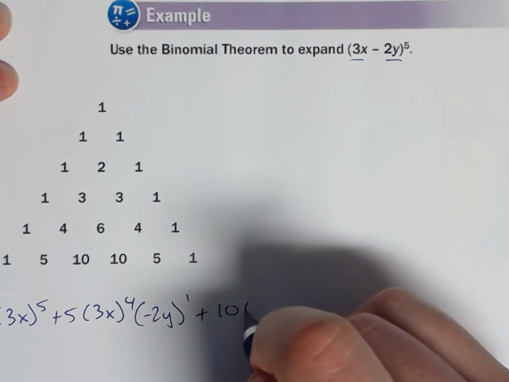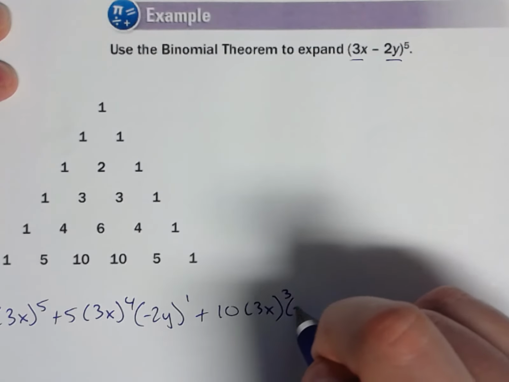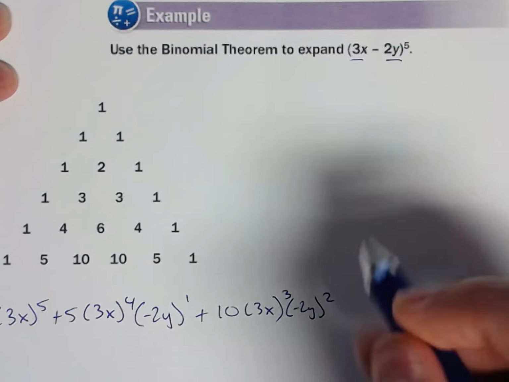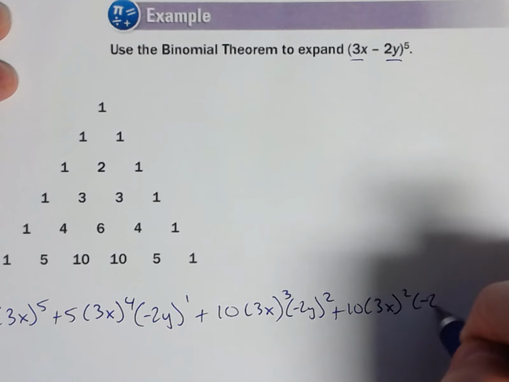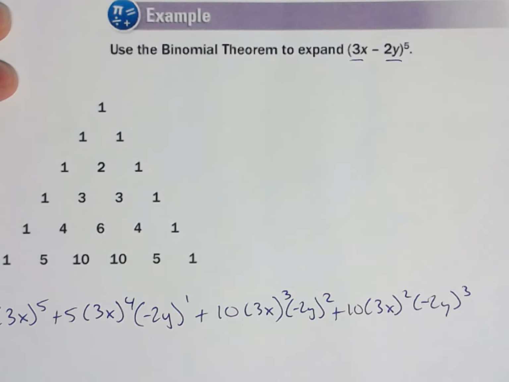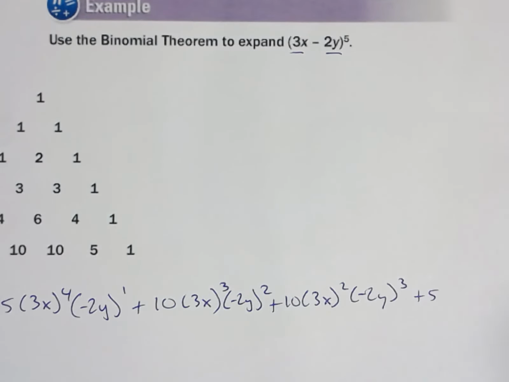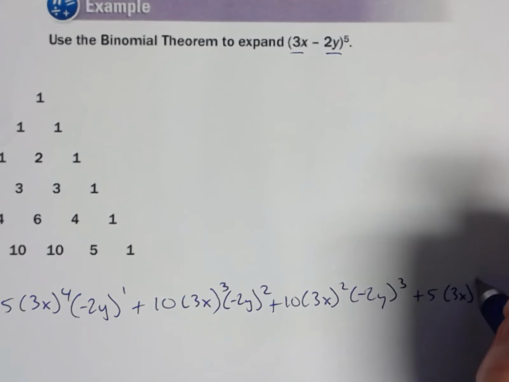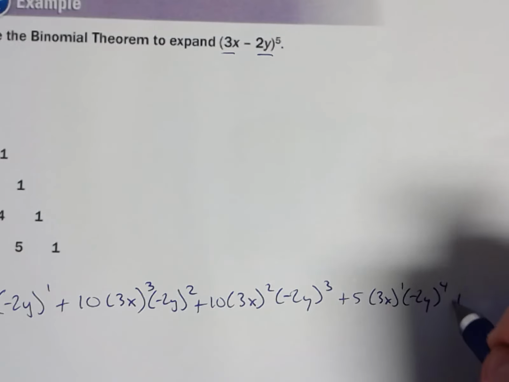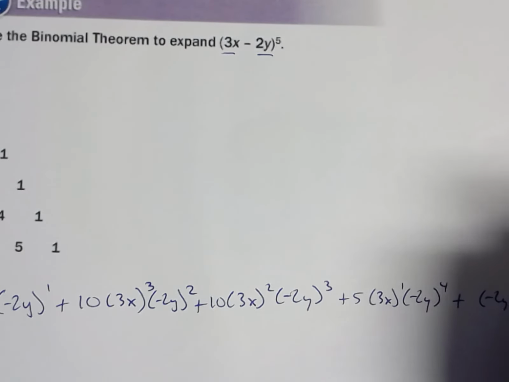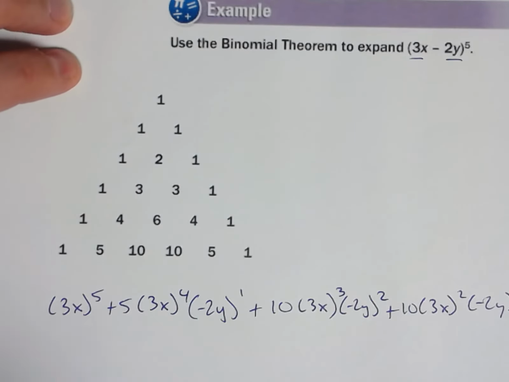So plus 10, and then our first term, remember, counting down, so it's going to be a third now. And our second term is counting up. Plus 10, first term squared, second term cubed, and then where are we at? Plus 5, and first term to the first, second term to the fourth, and then one more term. It's long, isn't it? Negative 2y, that last term, all to the fifth. So that's a lot there. Now let's go through, we'll clean this thing up.